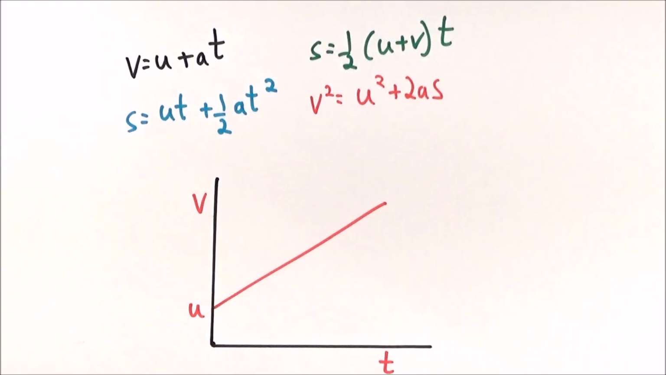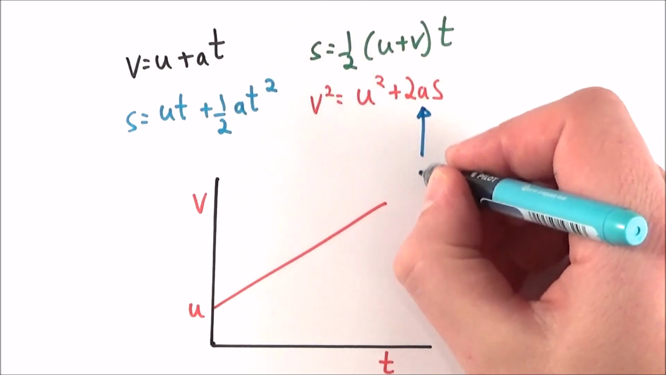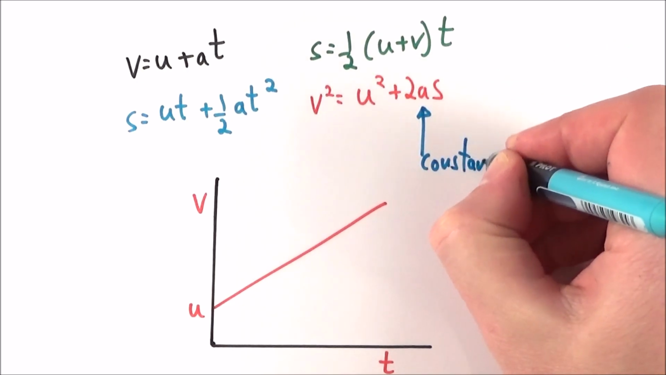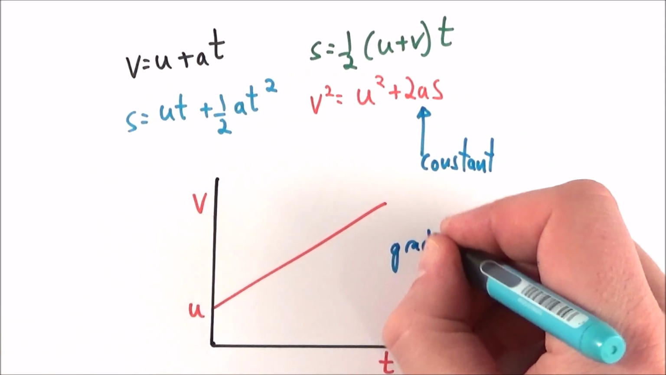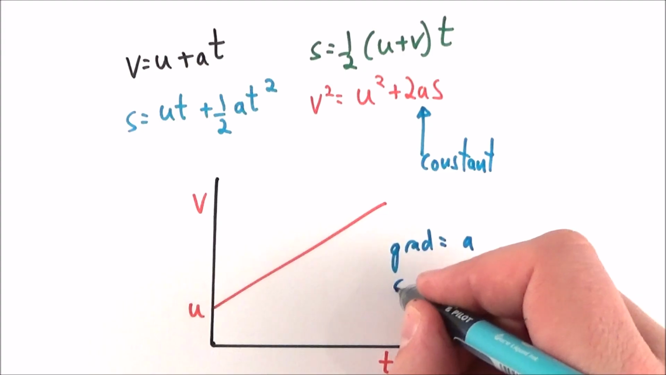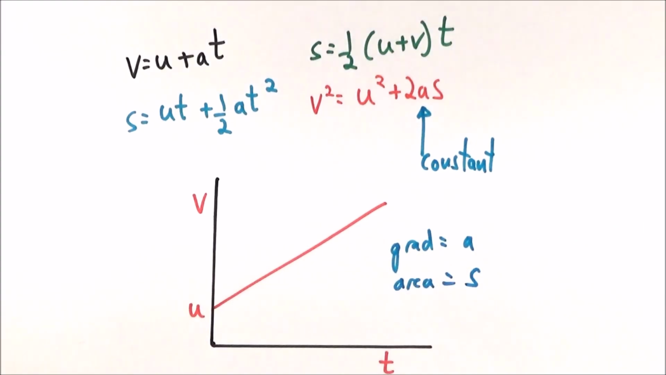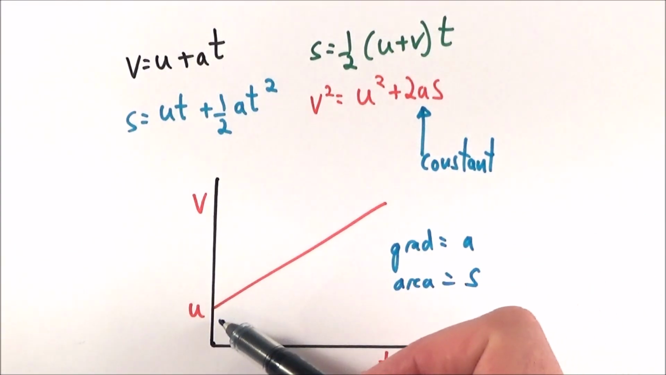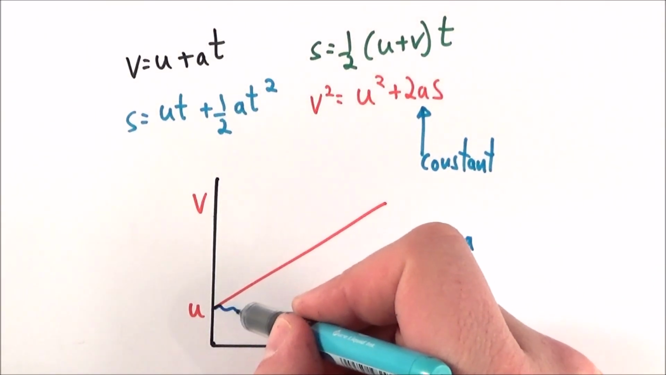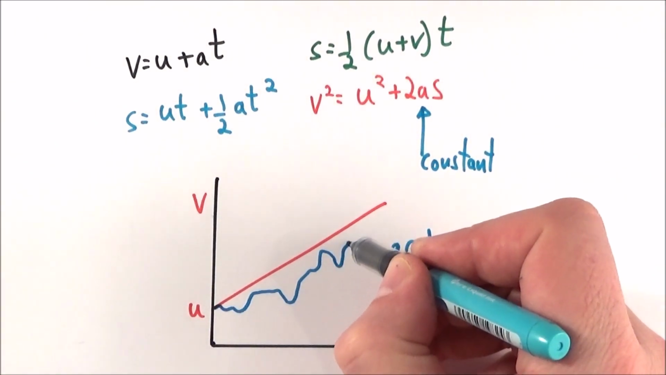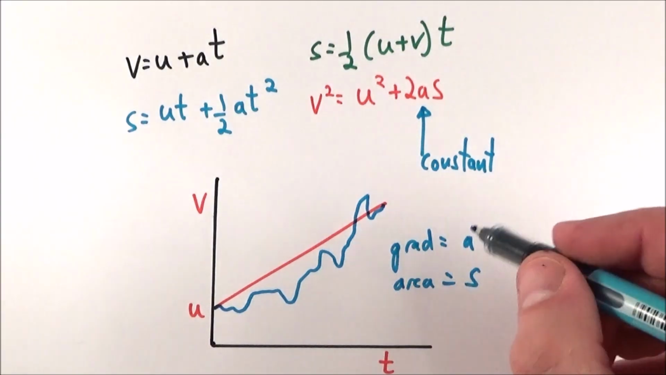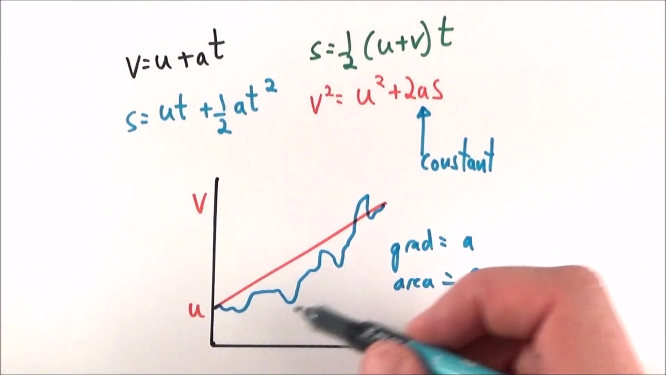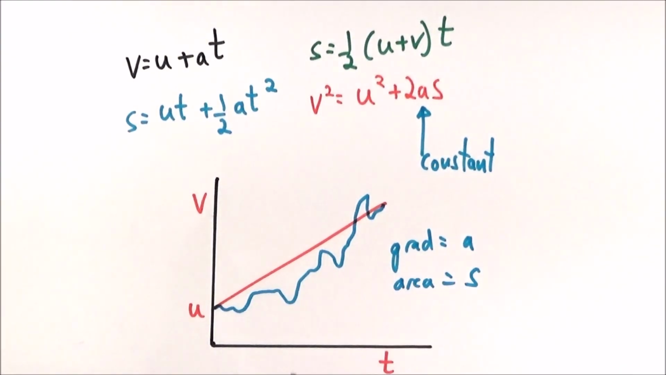Now the reason that these can only happen when the acceleration is a constant is because they all come from the graph down here, that the gradient is equal to the acceleration and also that the area is equal to the displacement. Now that's only true if we have a constant straight line here. If we had some non-uniform acceleration, perhaps a learner driver trying to accelerate, we'd suddenly find that the acceleration isn't equal to the gradient, or maybe the area isn't equal to the area underneath that curve. So that's why the SUVAT equations only apply to a constant acceleration.